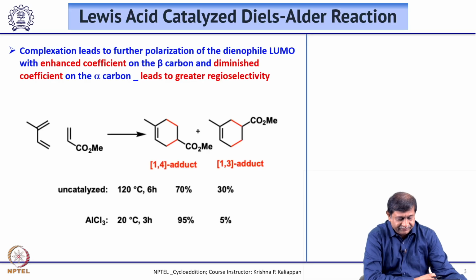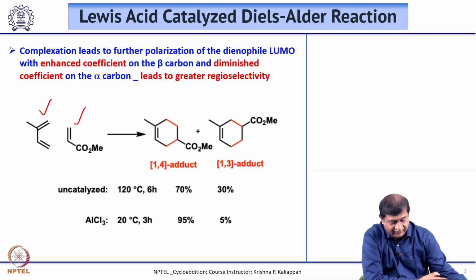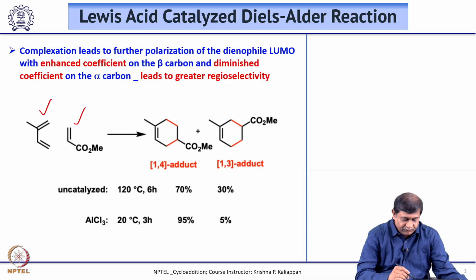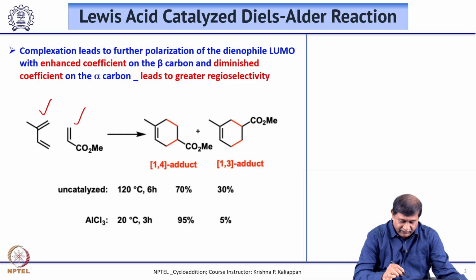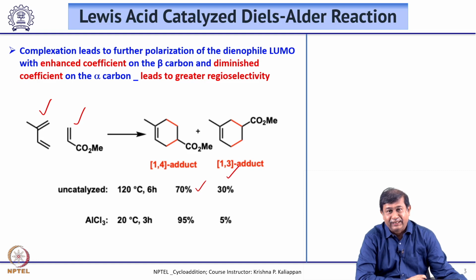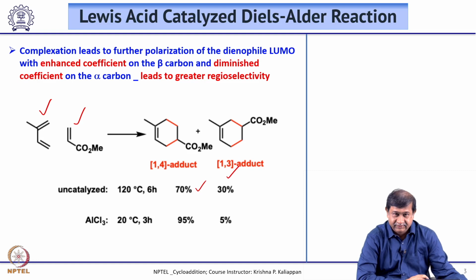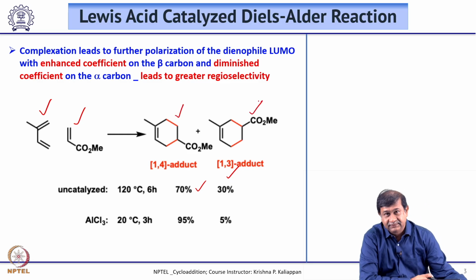For example, if you take isoprene and methyl acrylate, and do the uncatalyzed reaction, that is, you don't add any Lewis acid and you simply heat it, you get a 7:3 ratio of 1,4 and 1,3 adduct. We have discussed this in detail. This is the 1,4 and this is the 1,3 adduct.